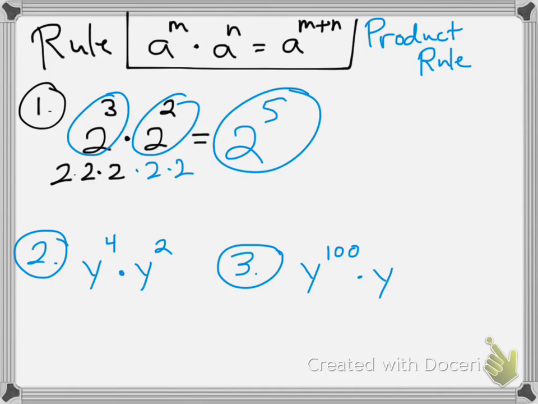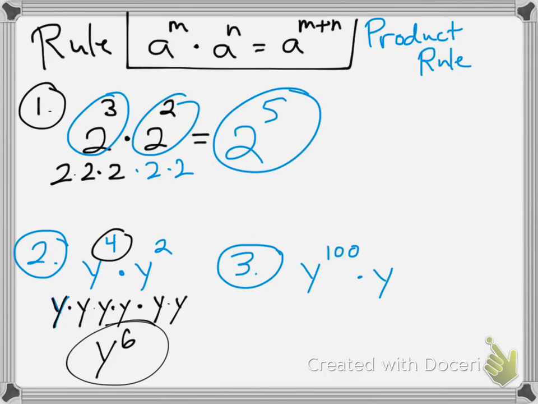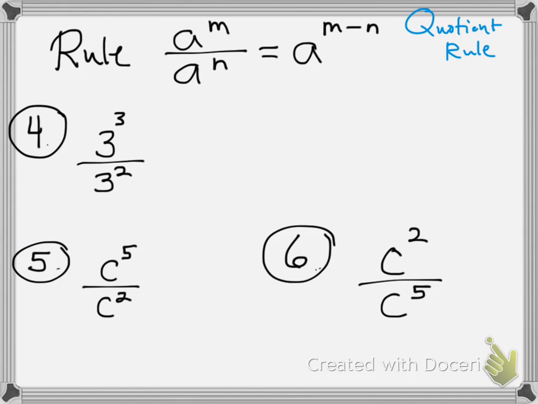Same thing with y to the fourth times y squared. That means I got y times y times y times y. That's y to the fourth times y times y. That's y to the sixth. Again, when you multiply, it looks to me like you're adding the exponents. Adding them when you multiply, if you have the same base. And last one, y to the 100 times y to the 1 will be y to the 101. Done. 101 and done. Moving on.